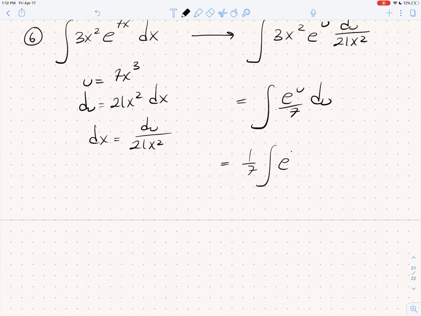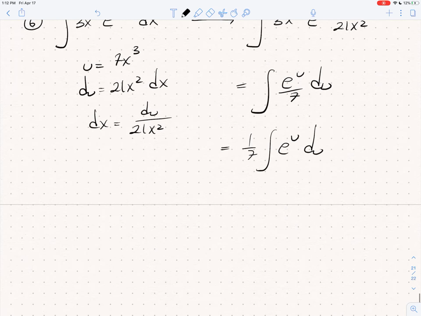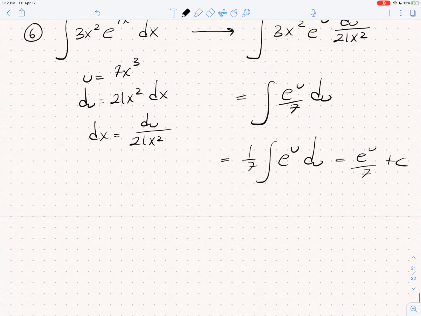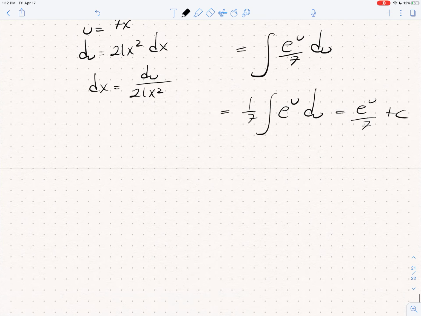So this is 1/7 integral e^u du. But the antiderivative of e^u is itself. So you just get e^u over 7 plus c. And then you remember what u is: 7x cubed.